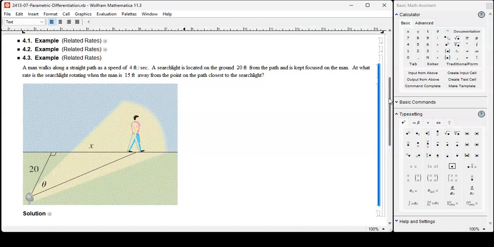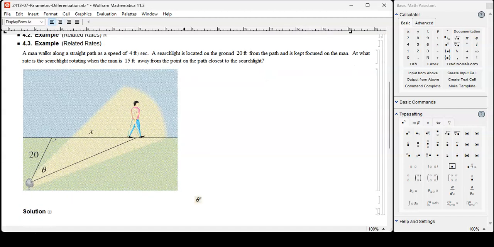So, this problem is asking you the rate of change of this angle. The angle changes. How quickly is it changing? This problem is asking you the rate of change of the angle, and physicists call it the angular speed or angular velocity. Here, in terms of related rates, let's just call it theta prime or d theta dt.